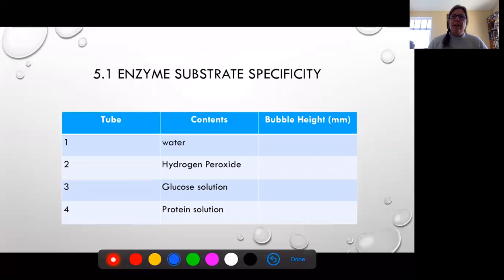So the first lab that we are going to do is we're going to see which of the substances. We're going to use 4 different substances. We're going to use water, hydrogen peroxide, glucose, and protein. So you would have 4 test tubes. You would have those reactants in them, and then we would have added the catalase and measured how high the bubble column would be. That bubble height would indicate whether the catalase is working or not. It will not work on molecules that are not its substrate.